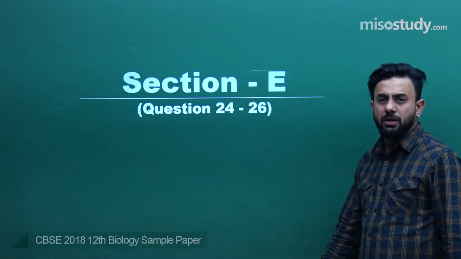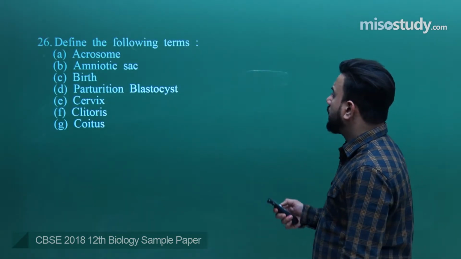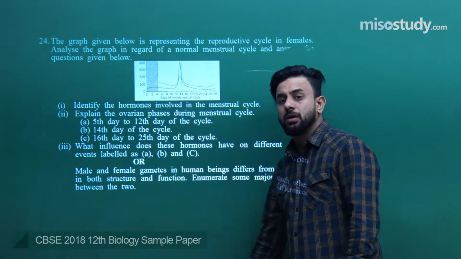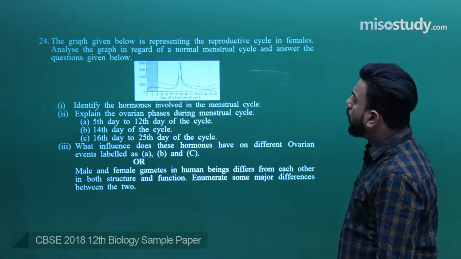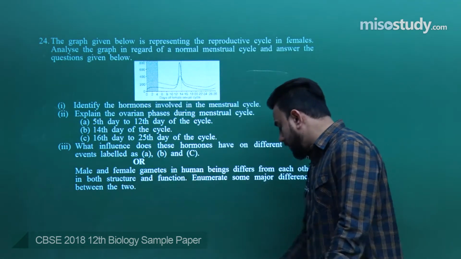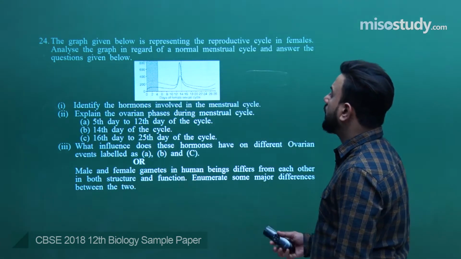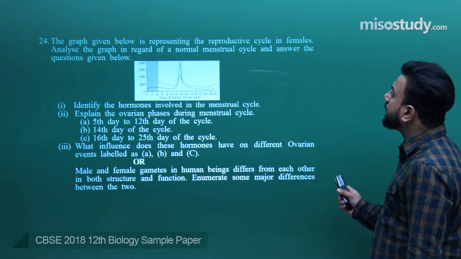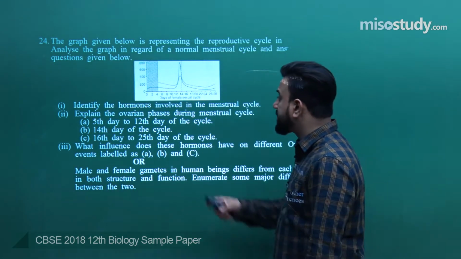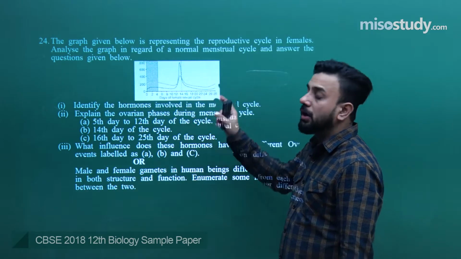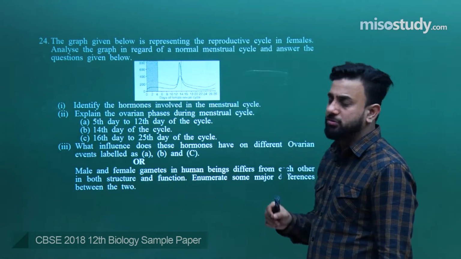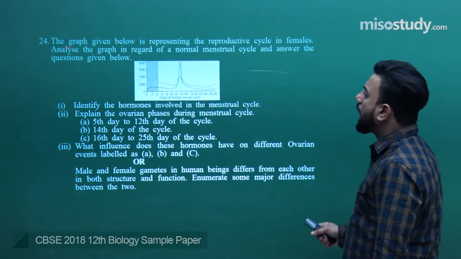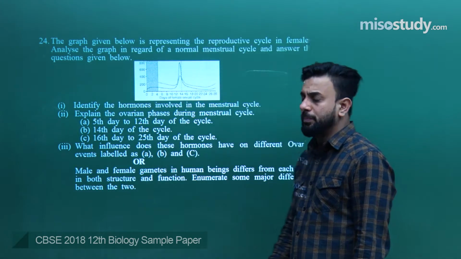Section E. The graph given below, we're talking about this graph, is representing the reproductive cycle in females. What is that? The menstrual cycle. Days of the female sexual cycle: we know it takes 28 to 30 days, one month. Analyze the graph in regard of a normal menstrual cycle and answer the questions given below.